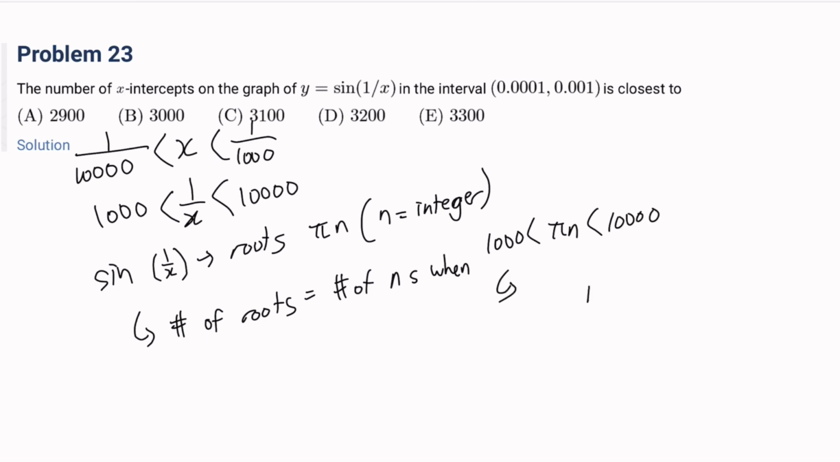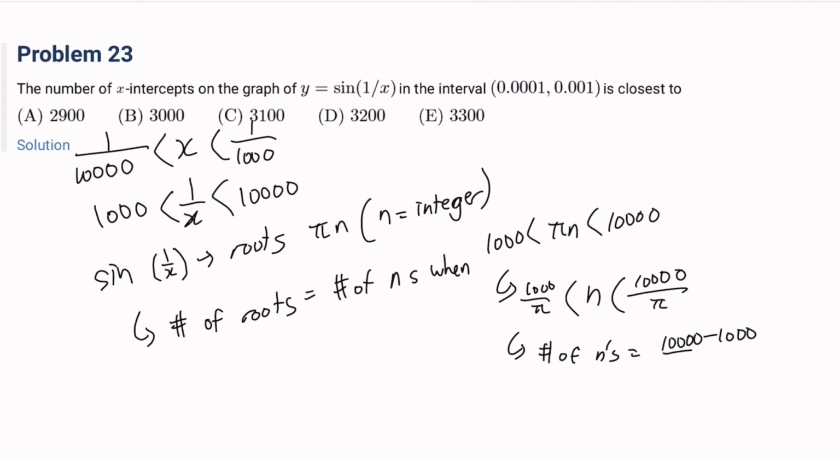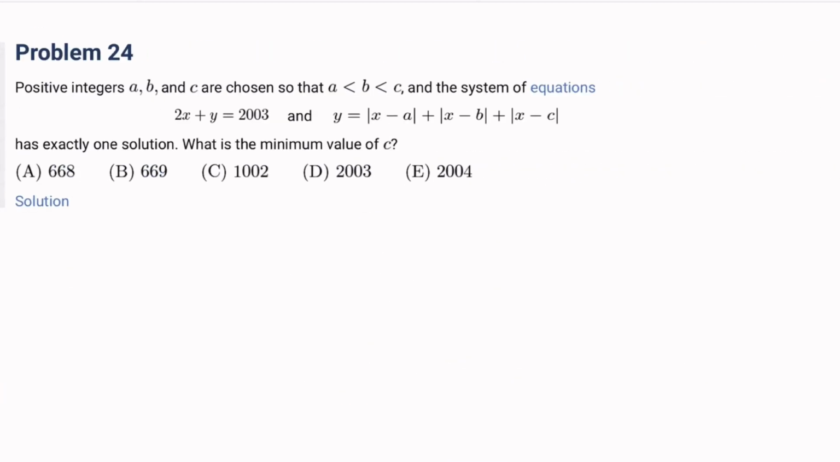So here n will be greater than 1000 over pi and less than 10,000 over pi, right? So the number of n's is equal to 10,000 minus 1000 over pi, which is 9,000 over pi. So it's 9,000 over pi, which is similar to 2,900. So this is the answer, 2,900. So it's A.